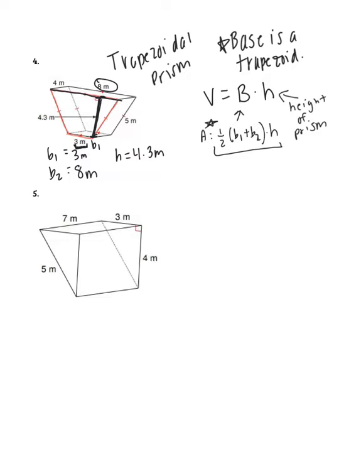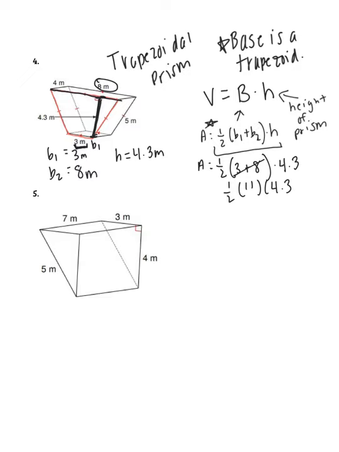Right, so once I have all of this info, I'm going to plug it in. So area is 1/2. I'm going to plug in B1 plus B2, which is 3 plus 8, and then multiply by 4.3. So in my calculator, I know 3 plus 8 is 11. So that's what that simplifies to. So I have 1/2 times 11 times 4.3. So I'm going to type that in my calculator.